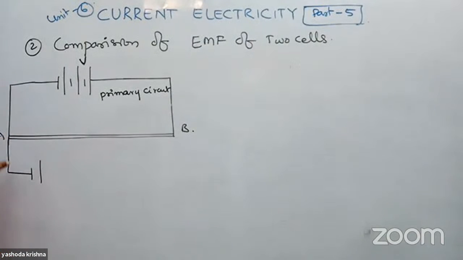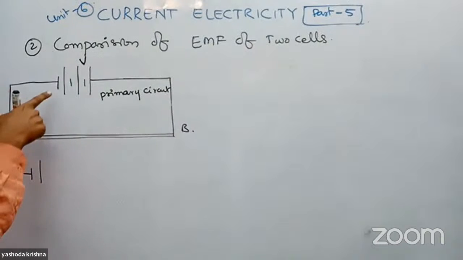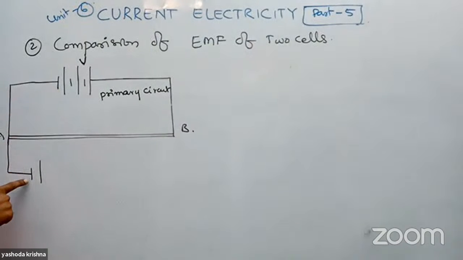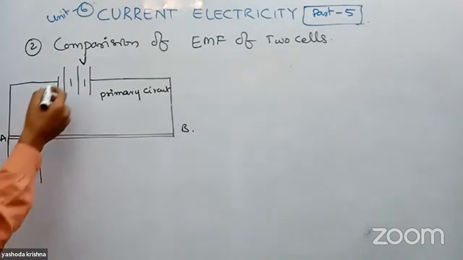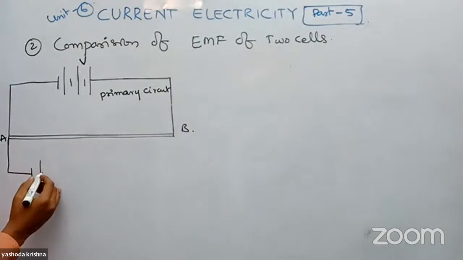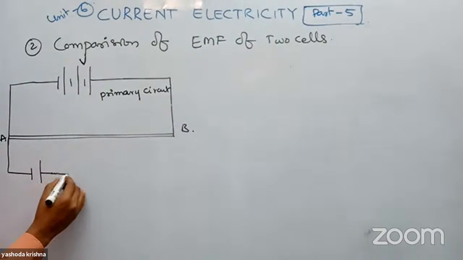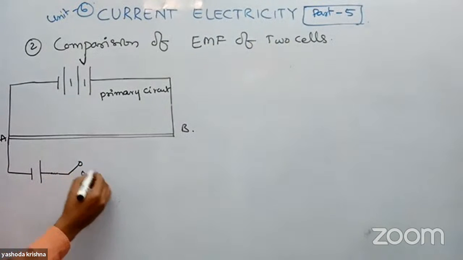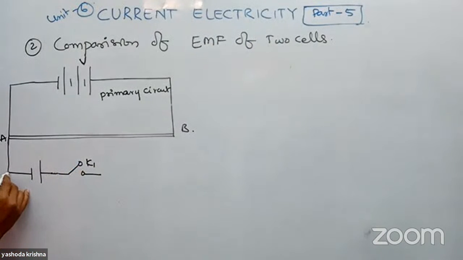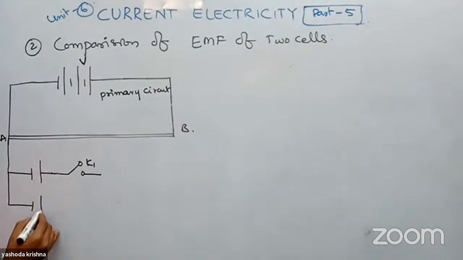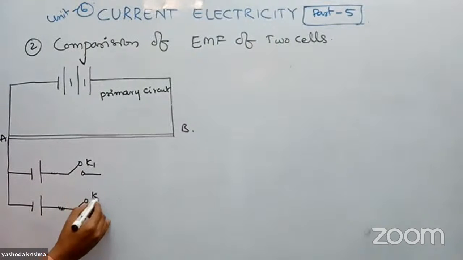It is most important: polarity. Here minus is there, and here also minus. You must draw these the same. Then only you can find out the values. K1, and next one, the second battery. This is the internal resistance. Okay, K2.